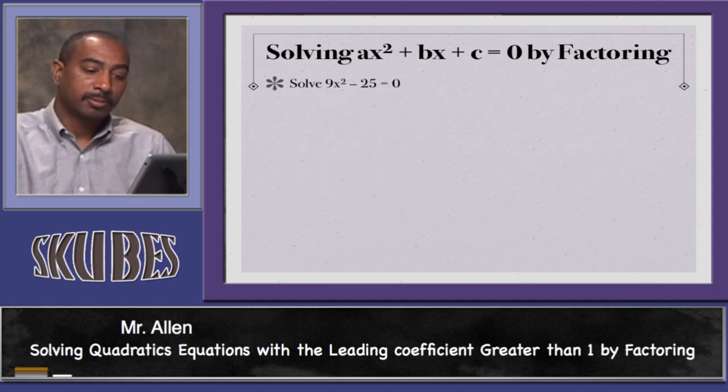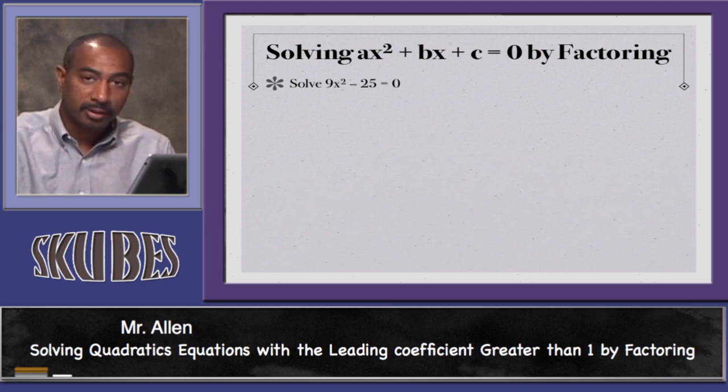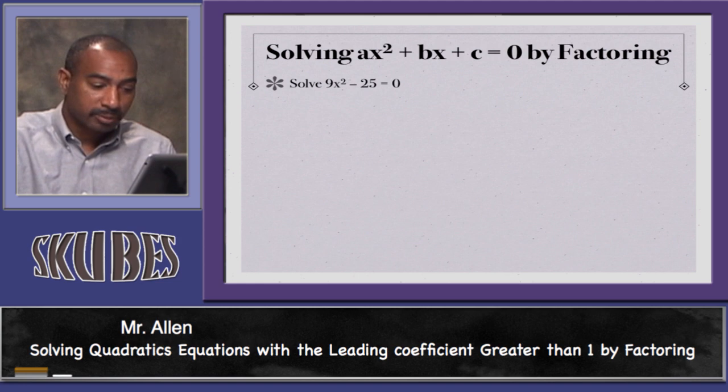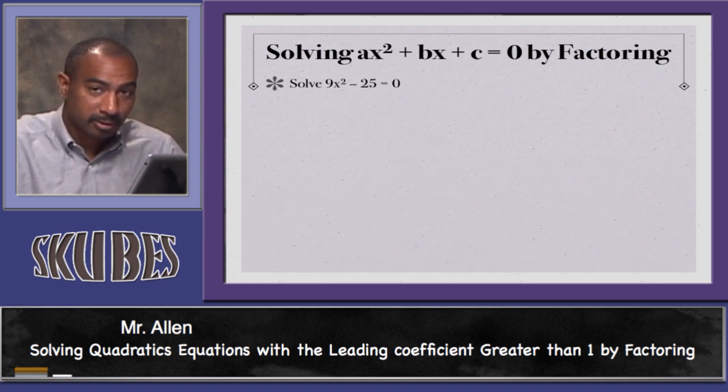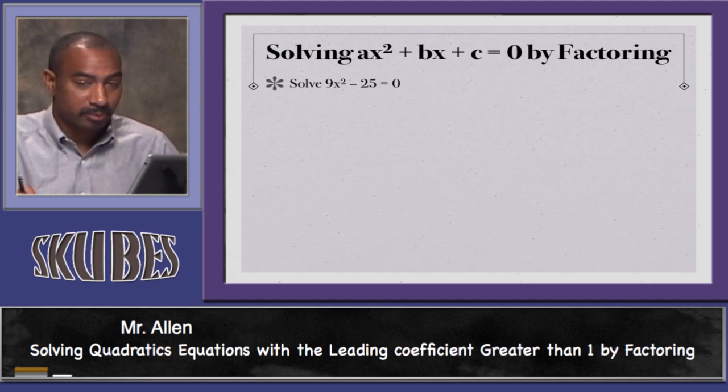All right, here's a special case we need to look at. Solve 9x squared minus 25 equals 0. And if you recall from the lesson about multiplying binomials, there's a special case where the middle term cancels out. You got to remember that because you can do that in reverse when we factor.